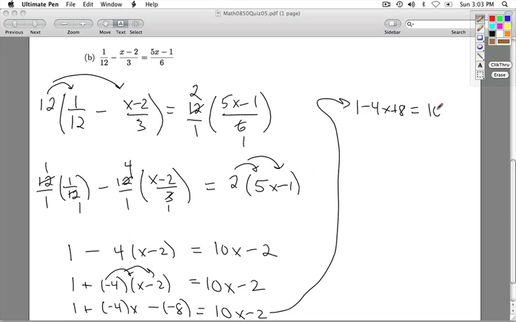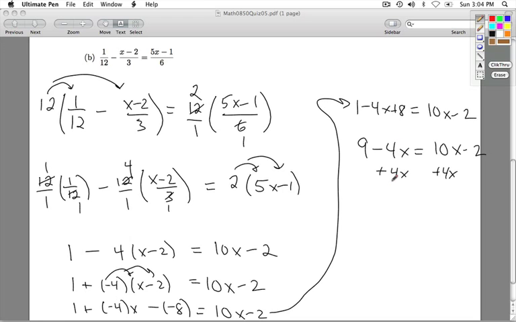That's equal to 10x minus 2. The 1 and the 8 gives me 9. 9 minus 4x is 10x minus 2. Get all the x's on one side, everything else on the other. I'll add 4x to both sides.